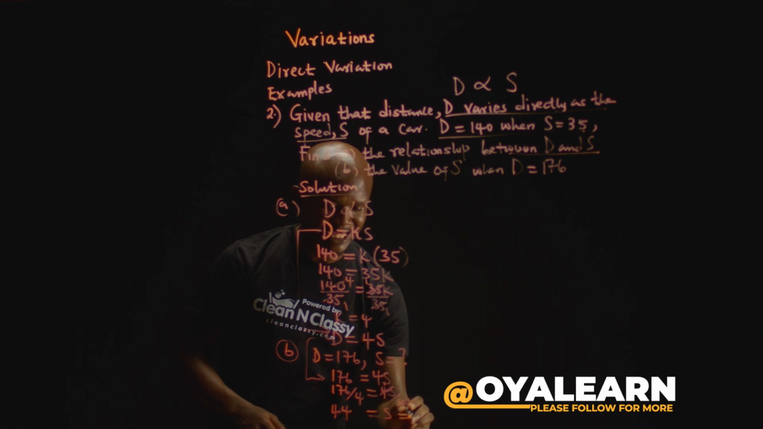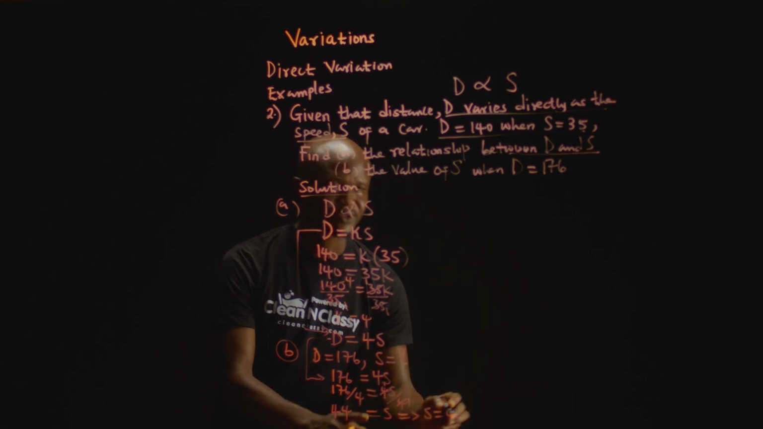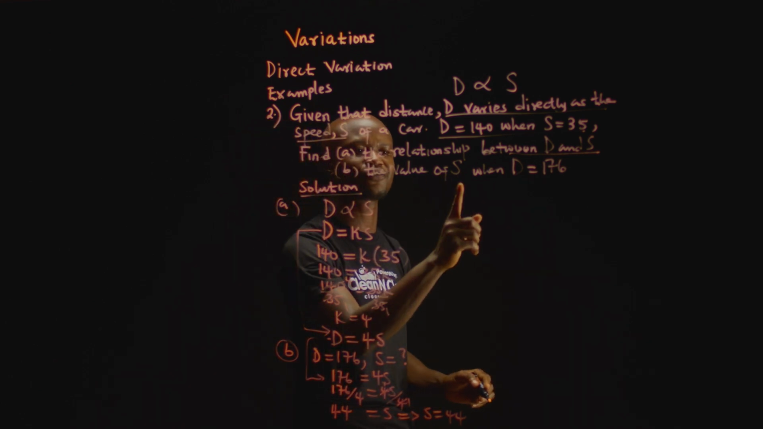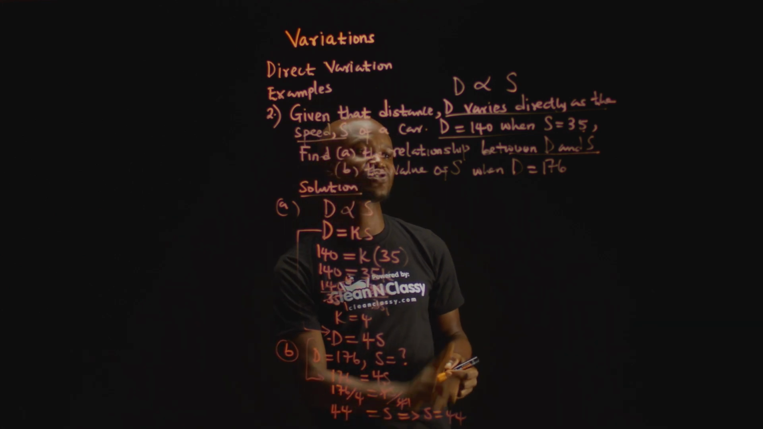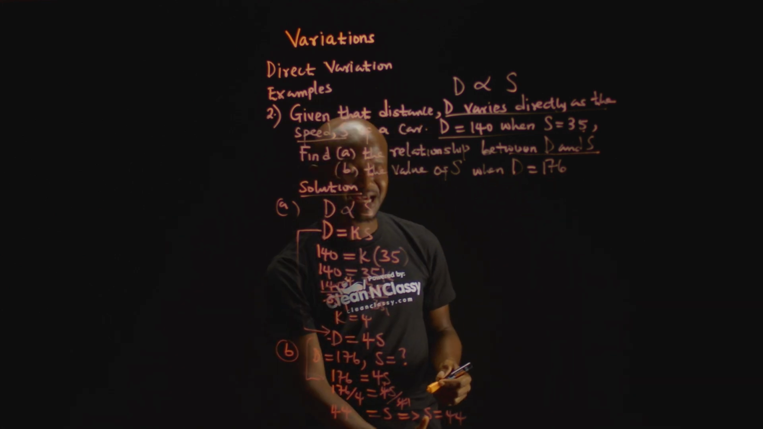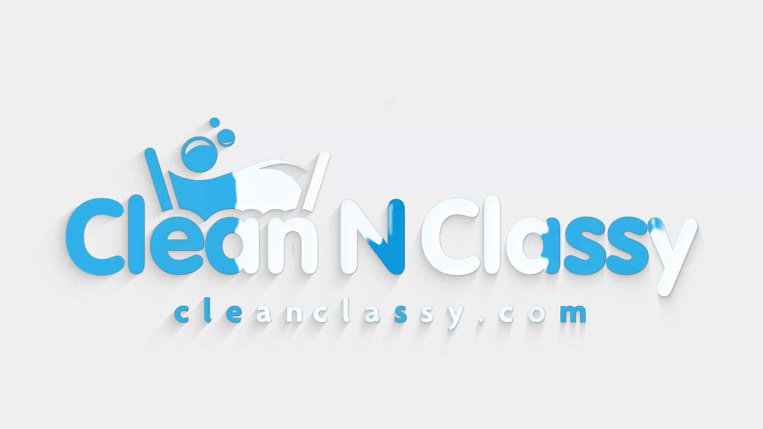So, at the end, it means that s equals 44. And look at the question: find the value of s when d equals 176. So the value of s when d equals 176 is 44. That is the solution to the problem. Thank you.